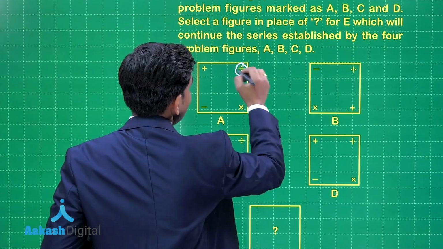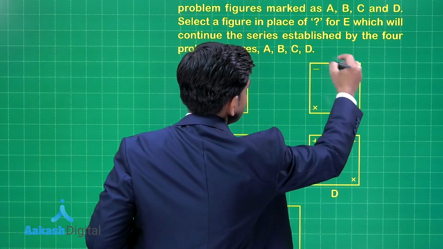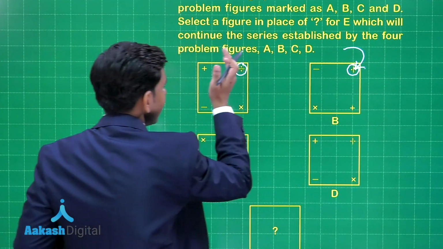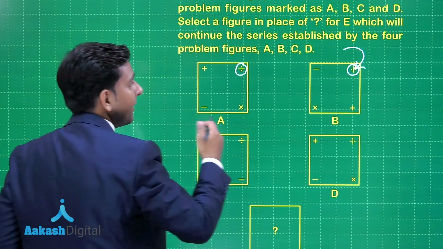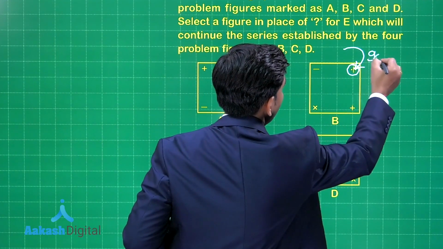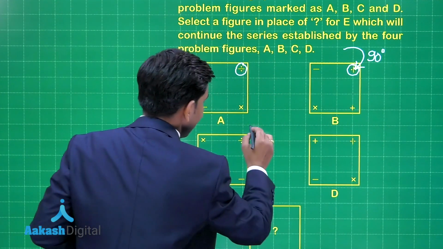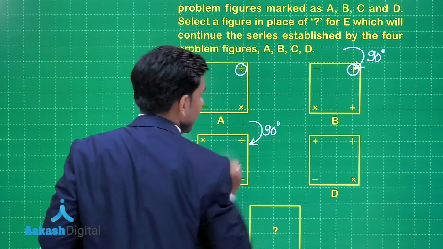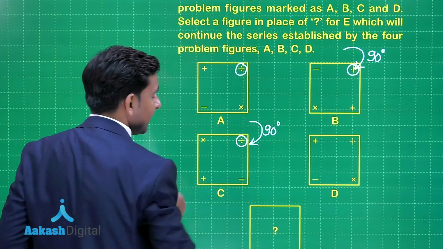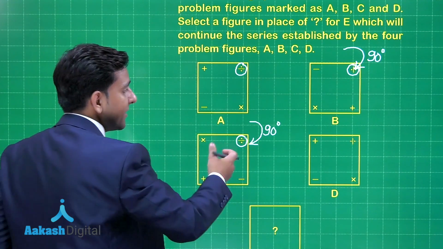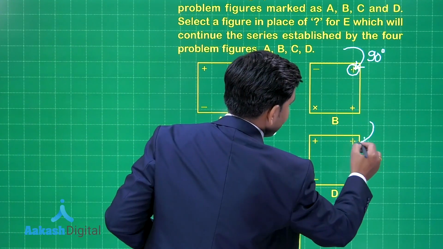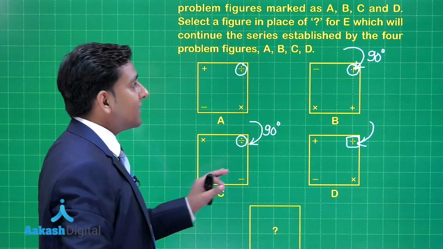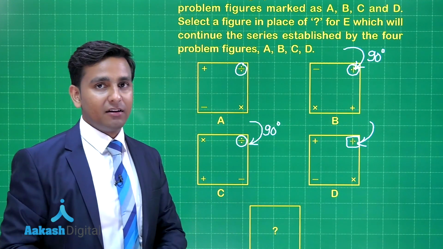So here the division sign is obtained in figure B when we rotate the division sign in figure A by 90 degrees in clockwise direction. After that, when we rotate this division sign by 90 degrees in clockwise direction, we'll obtain this pattern. And after further rotating this by 90 degrees in clockwise direction, we'll obtain this division sign. So division signs are following a pattern.